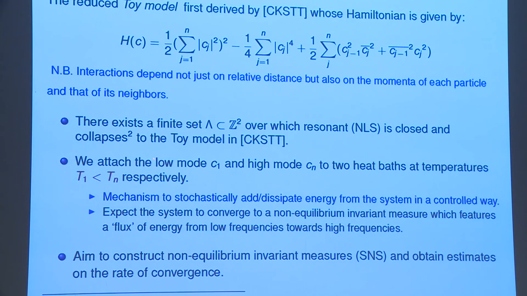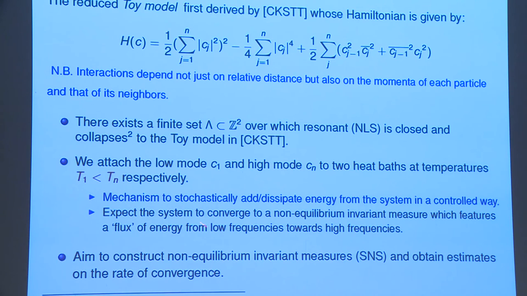We attach two heat baths at the low mode, C1 and CN, which is a standard way of adding and dissipating energy. And what we expect is this system to converge to a non-equilibrium invariant measure, which has some sort of flux from low frequencies to high. And we also want some rate of convergence. So that's what we want to do.